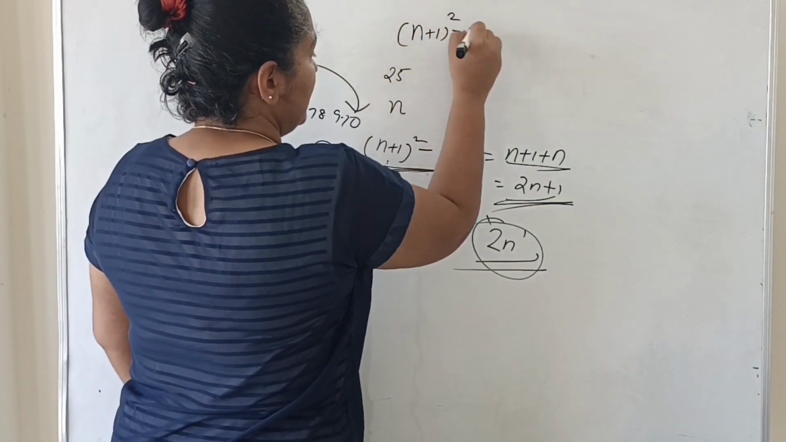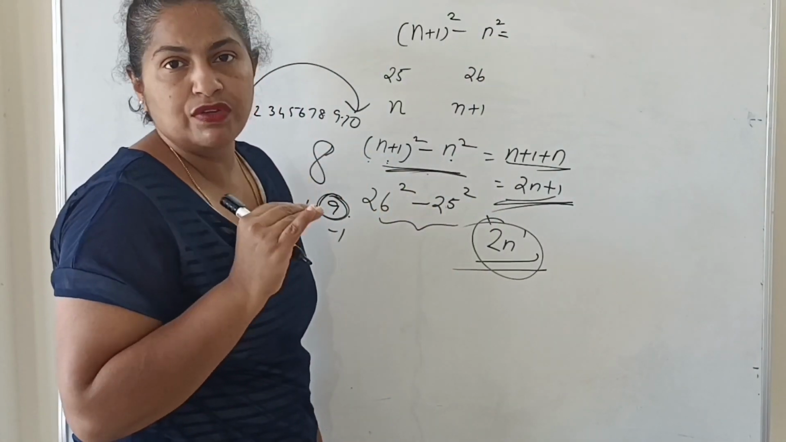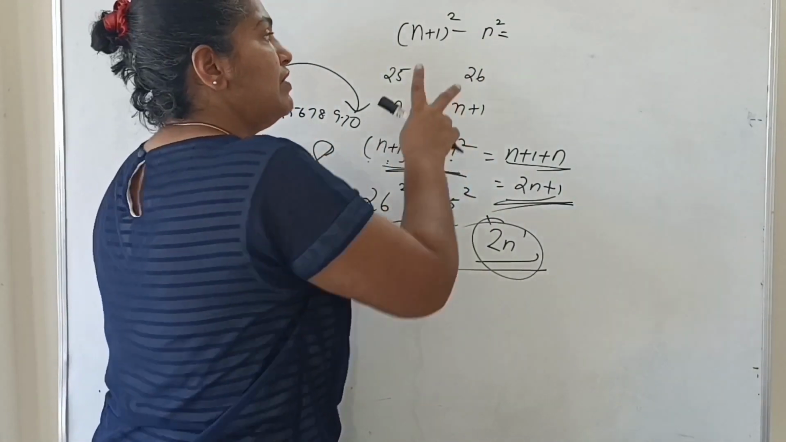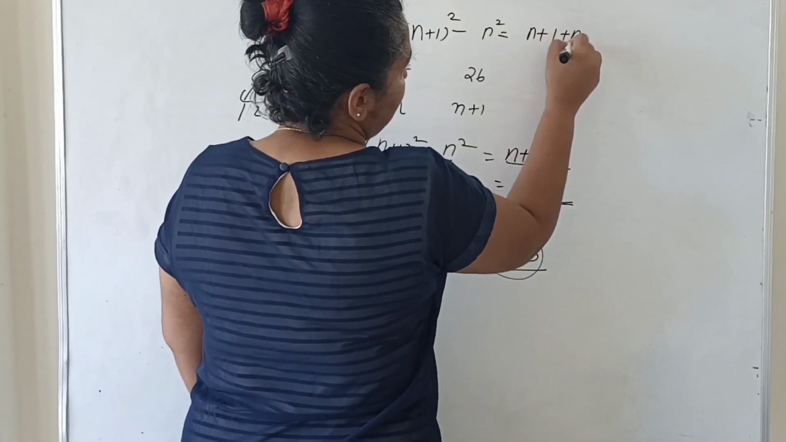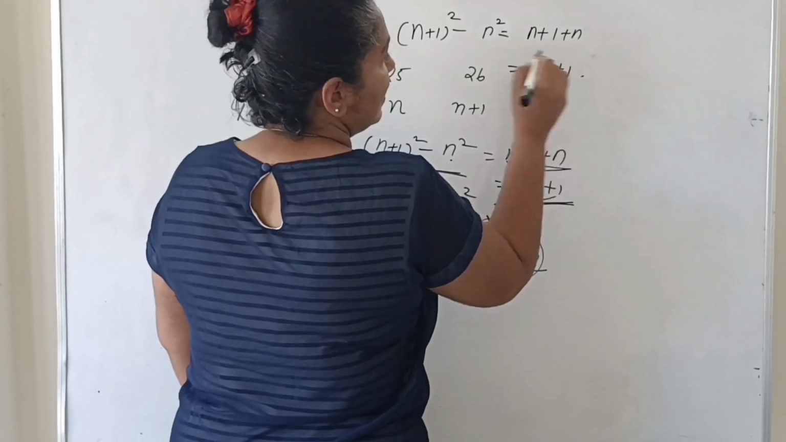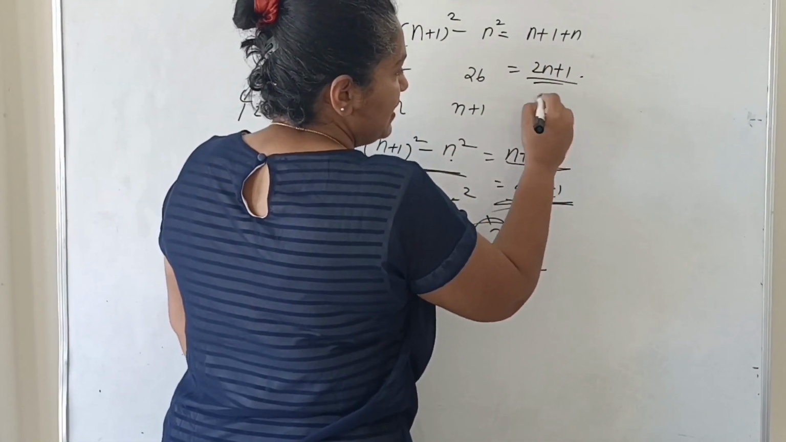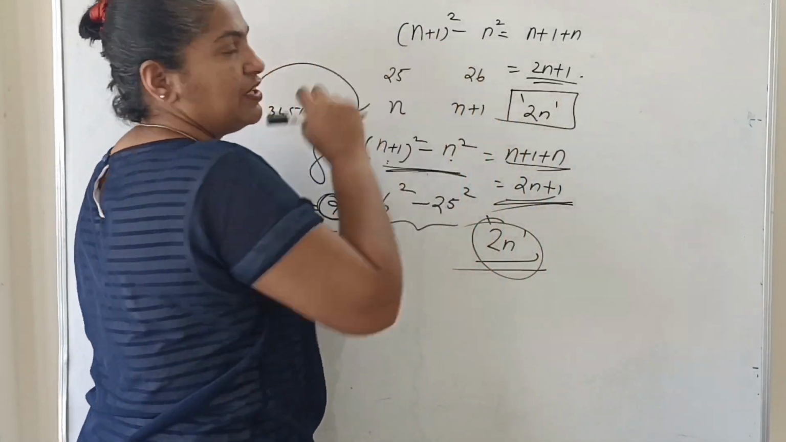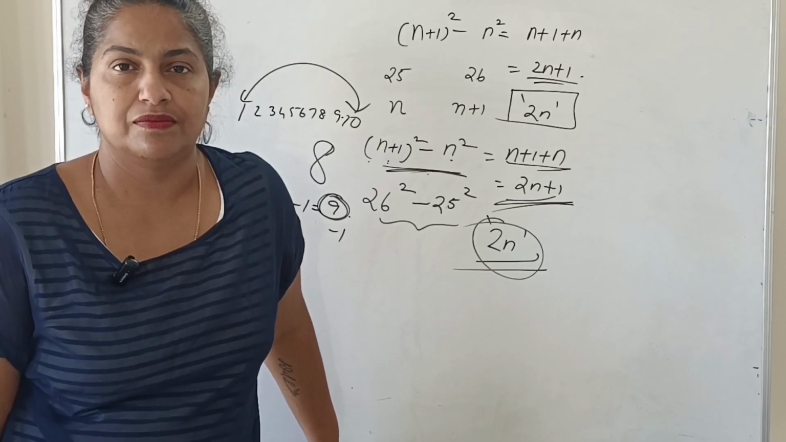Between the first number and the second number, how many numbers are there is what we need to find. In order to find that, we need to subtract these two numbers. When we are subtracting, we are getting this. I have to subtract 1 from this difference in order to find the exact number of numbers between these two numbers, which is 2n plus 1 minus 1, which is 2n.